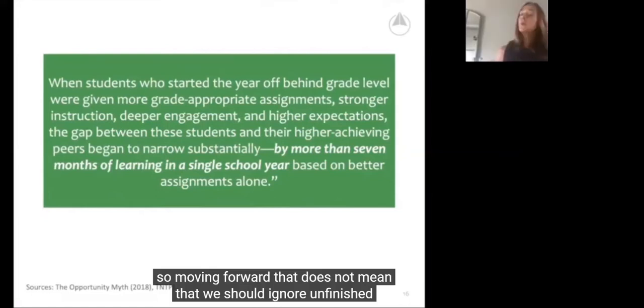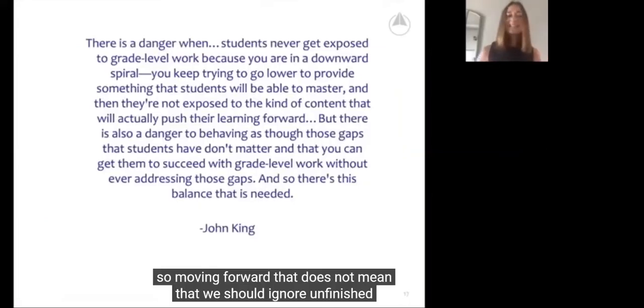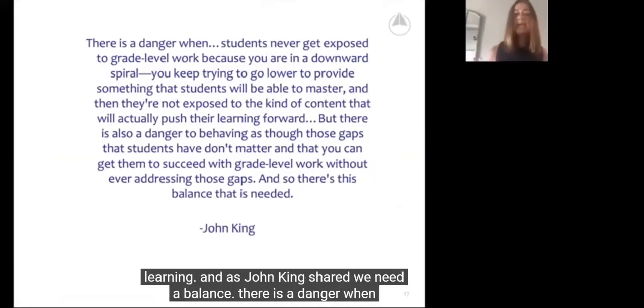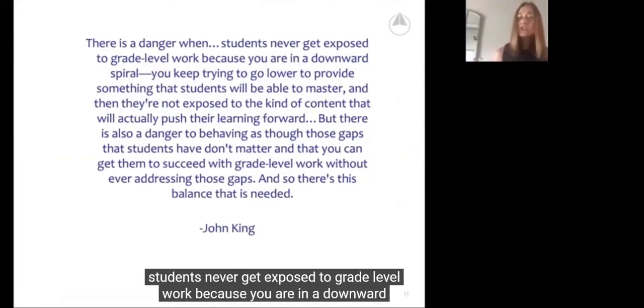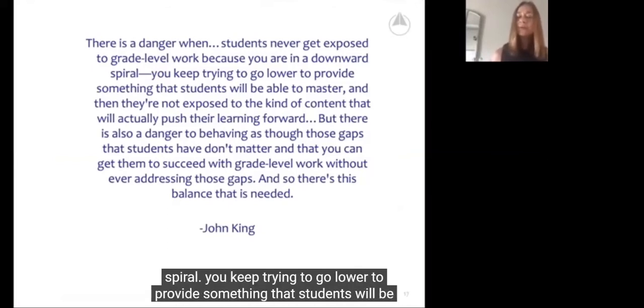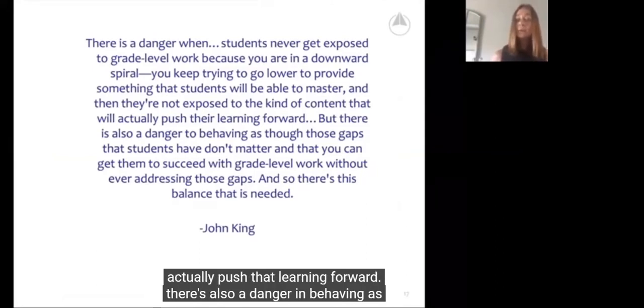So moving forward, that does not mean that we should ignore unfinished learning. And as John King shared, we need a balance. There is a danger when students never get exposed to grade level work because you are in a downward spiral. You keep trying to go lower to provide something that students will be able to master, and then they're not exposed to the kind of content that will actually push that learning forward.